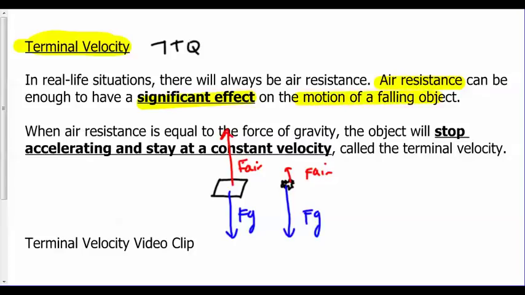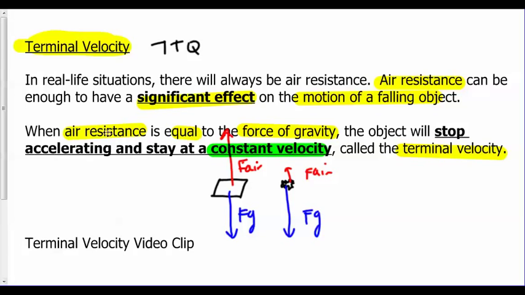And when the air resistance is equal to the force of gravity, we use this word called terminal velocity. It is terminal because it is actually not accelerating anymore. It is going to be traveling at a constant velocity. It will still be falling. Remember, if you're at a constant velocity, you could still be moving, but you're just not speeding up anymore and you're not accelerating anymore.